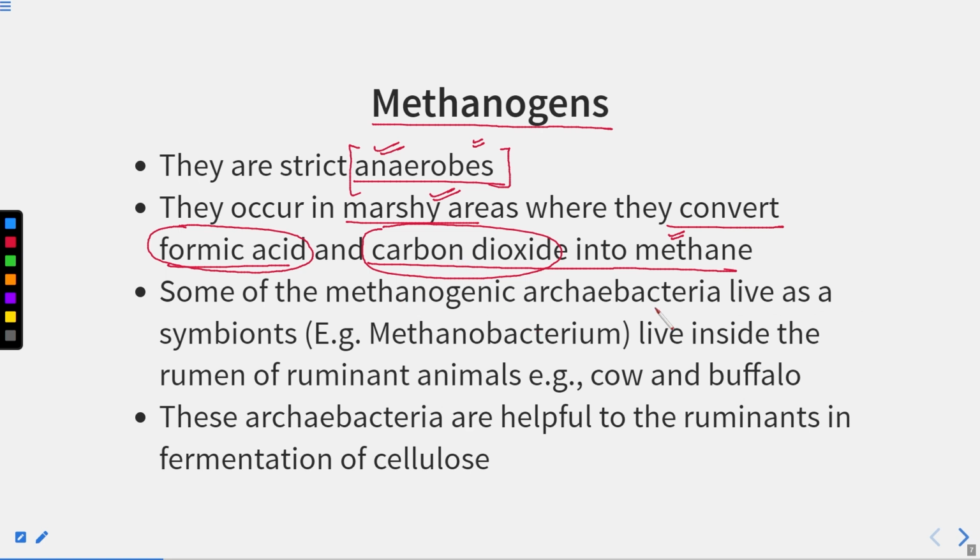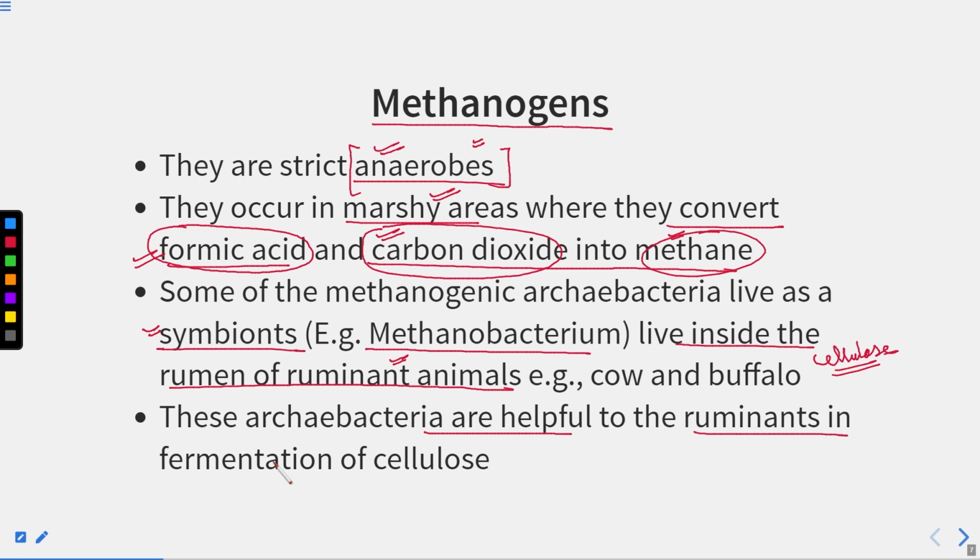Okay, and some of the methanogenic archaebacteria live as symbionts, which we have already talked about. That is also called methanobacterium, which lives inside the rumen of ruminant animals, that is the cow and buffalo. So in their intestine they live and consume cellulose, this organic material, and when they are present in the marshy areas, they consume formic acid and carbon dioxide and give rise to methane. So these archaebacteria are helpful to the ruminants in fermentation of cellulose. So they are consuming that cellulose, right? Because cellulose is not digested, not even by humans, not even by cattle, but inside the cattle, due to the presence of this methanobacterium, it is digested and methane gas is released, right? So this is about the methanogens.